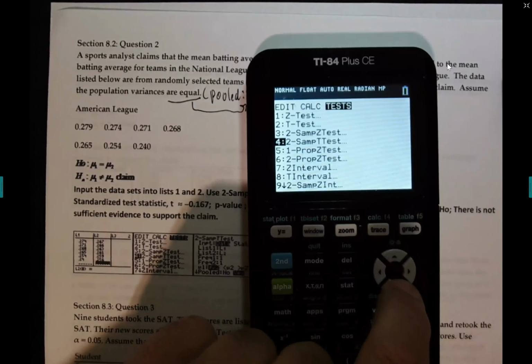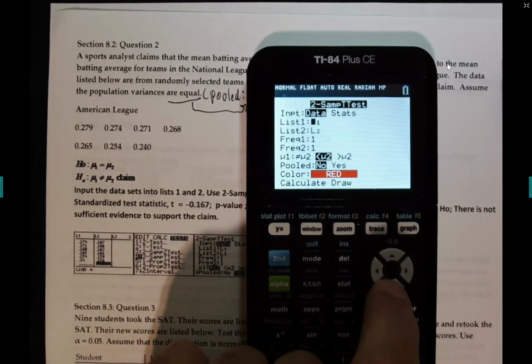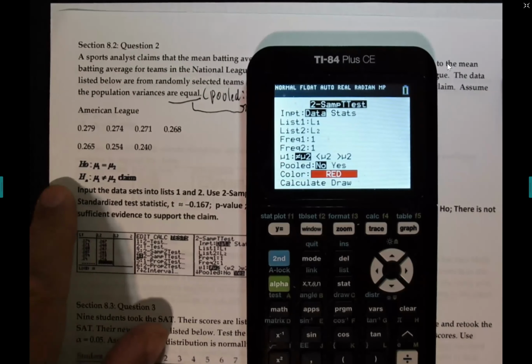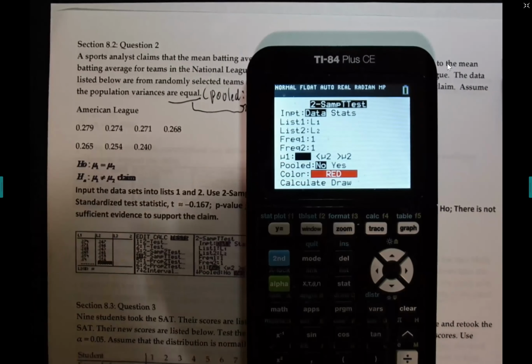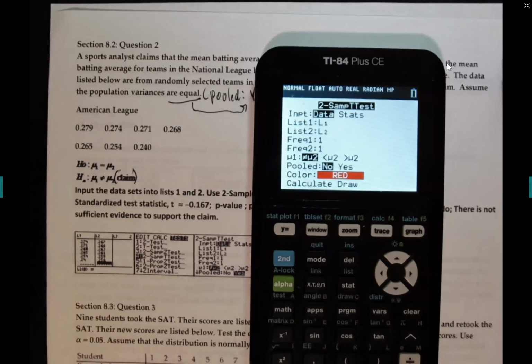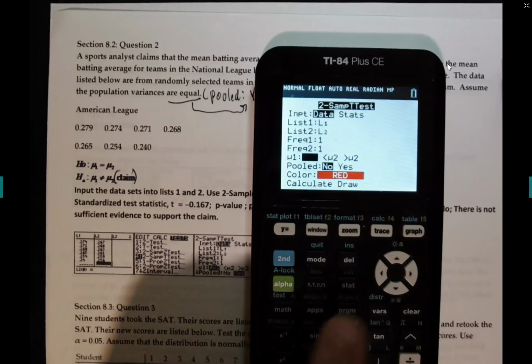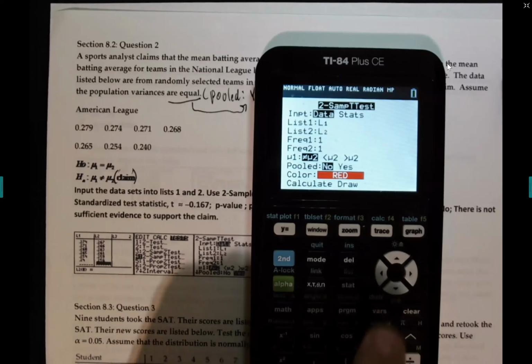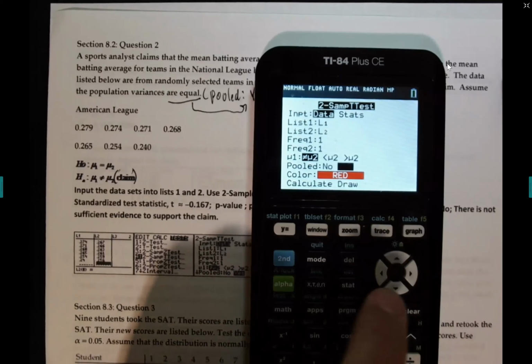And look, guys, this time it's not stats anymore. He gave me the data. So my input is data. L1, L2, good. Don't change the frequency, never. And we're testing if they are different. So just not equal to. You can see the claim right here. Okay, and pooled, we decided it's a yes. And let me hit that draw.